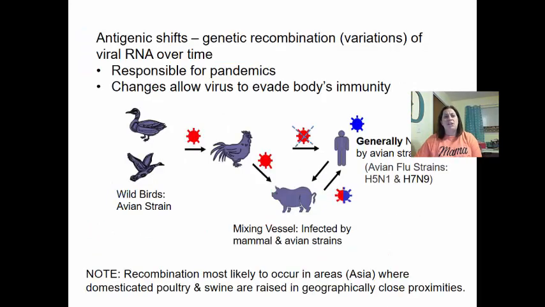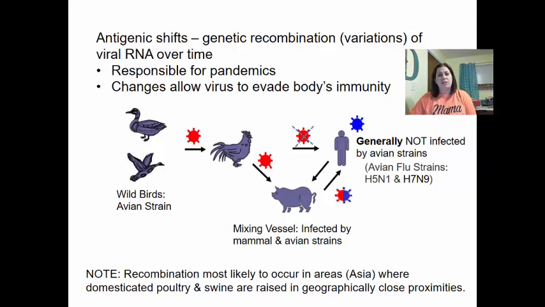We see that there's some antigenic shift that takes place. We saw that on the chart on the slide before. This is where there's some genetic recombination that happens. This means that we start to see different variations. The RNA inside the virus starts to change over time, a type of mutation. This could be due to picking up pieces of DNA or just changing due to mistakes. This is responsible for some of the pandemics that we see.